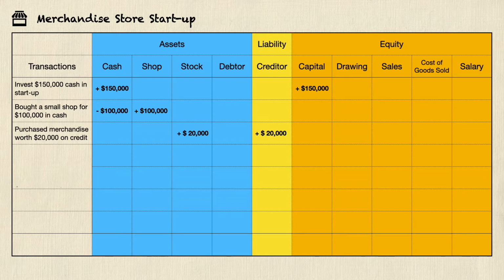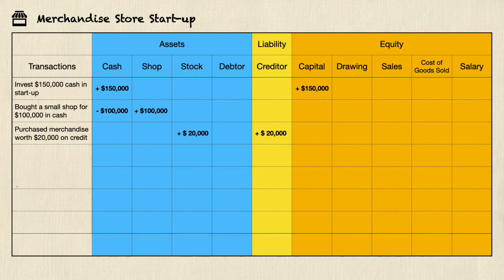As you can see, the total amount of resource have increased from 150,000 earlier to 170,000 with the addition of the stock. The owner's claim remains at $150,000, but now there is an additional external claim of $20,000. Now that they have merchandise in the shop, the owners can now open for business.